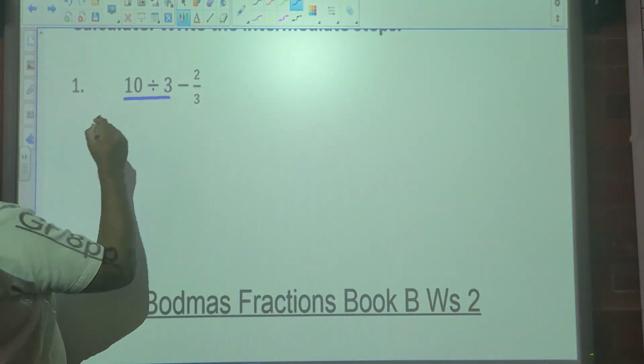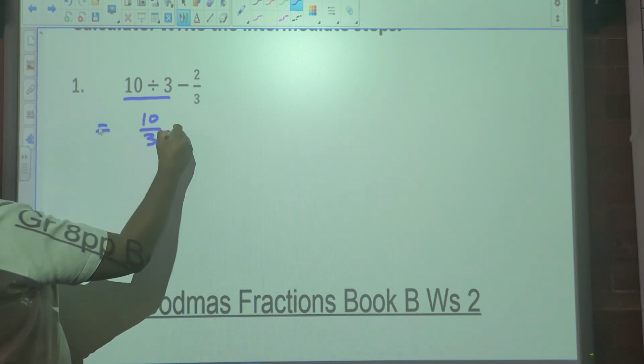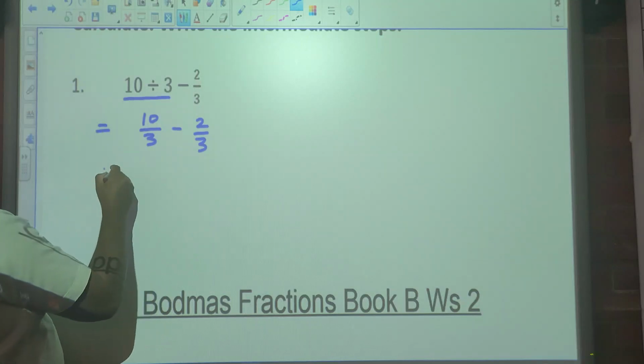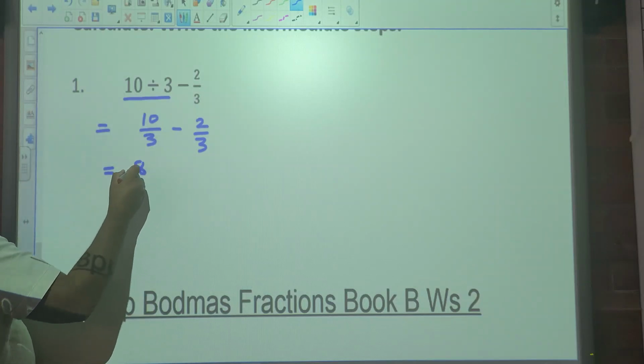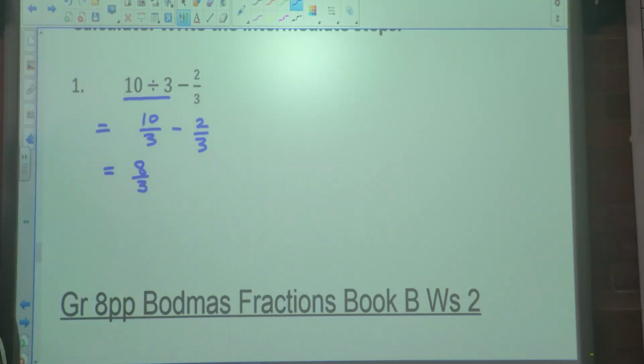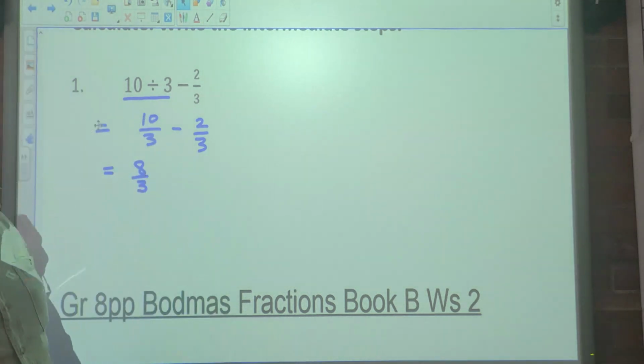Division. So 10 divided by 3 can be written as 10 over 3 minus 2 over 3. What's your LCM? 3. Okay. So 10 minus 2 is? So the answer is 8 over 3, or could also be written as 2 and 2/3. You all okay with that?